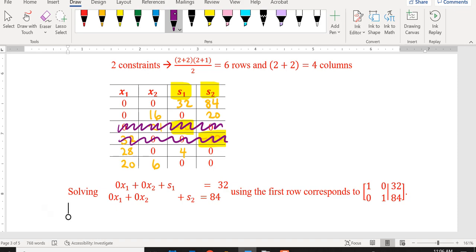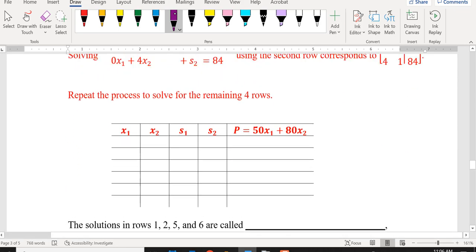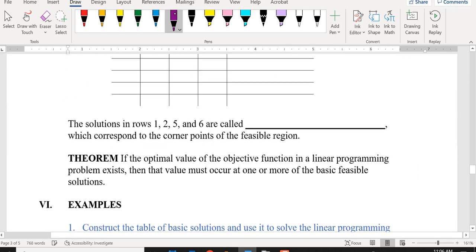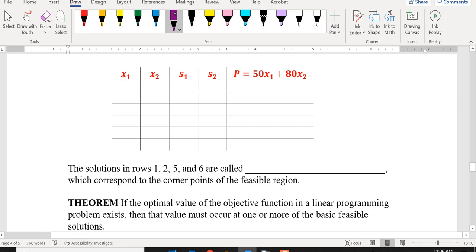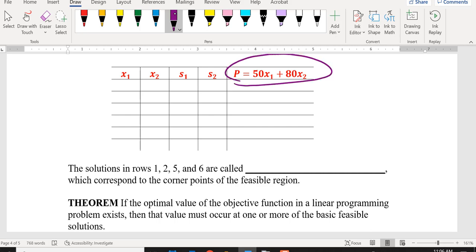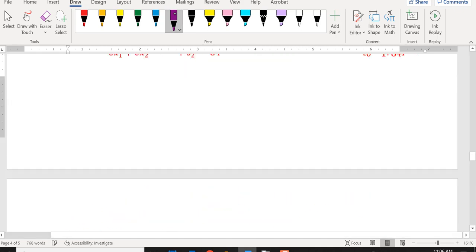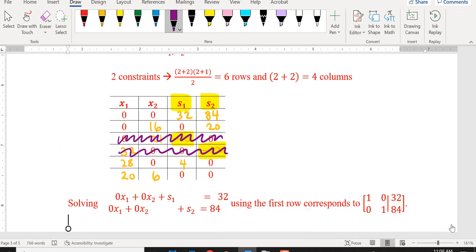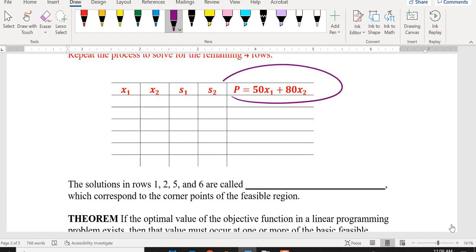Okay. This is what you would put down here. The only difference is that the table on the next page contains one more column for the function you're supposed to optimize. So back to here. I'm going to give you time to copy that down. The only difference between that table and this table is that you need to go maximize it. So here we go. P equals 50x1 plus 80x2.